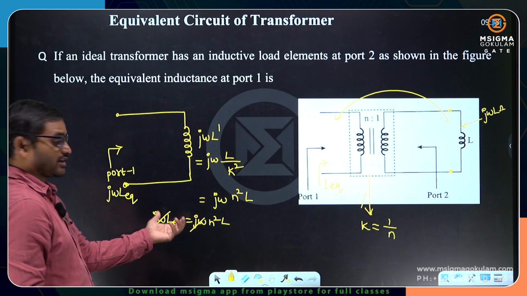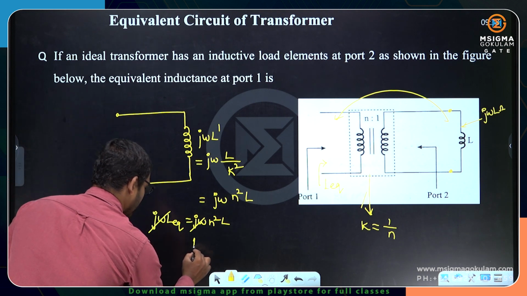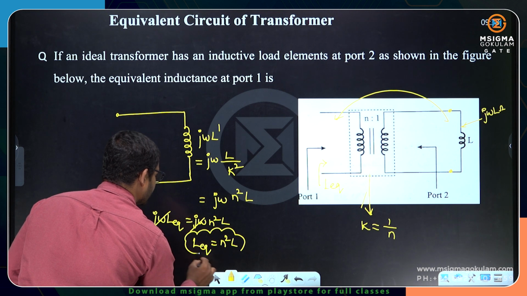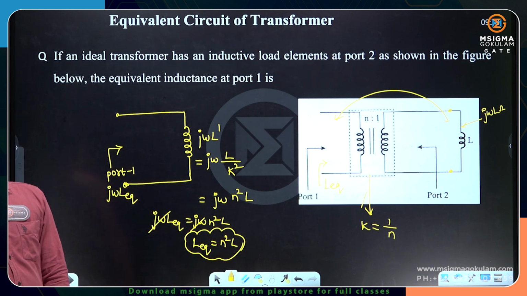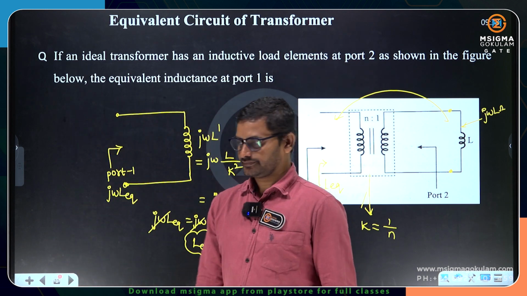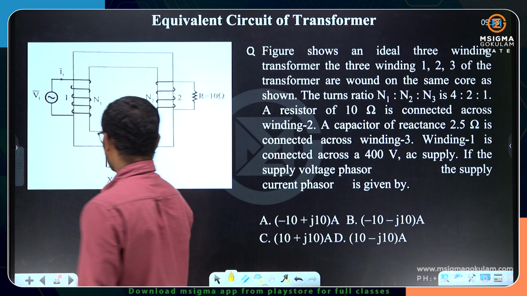So L equivalent is going to be N square times L. Sorry, N square times N. Okay. So this is the equivalent inductance you can get onto the port 1. Okay. Let's see some more questions.